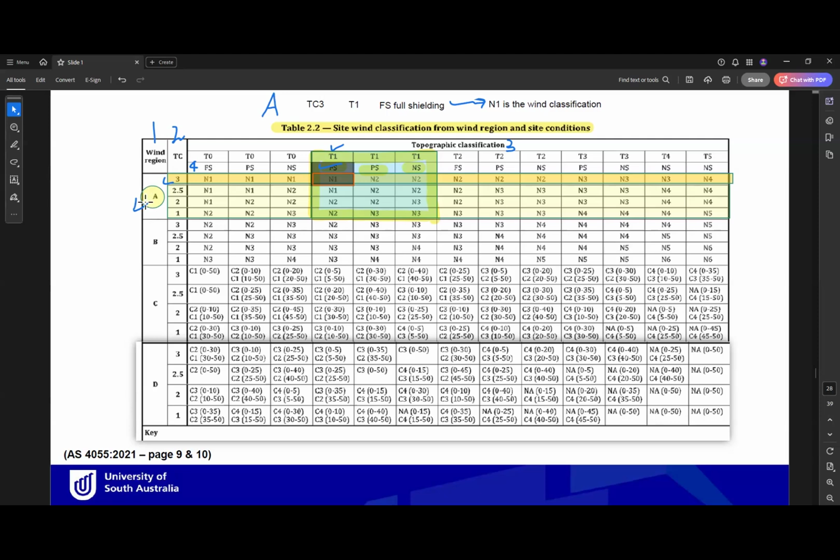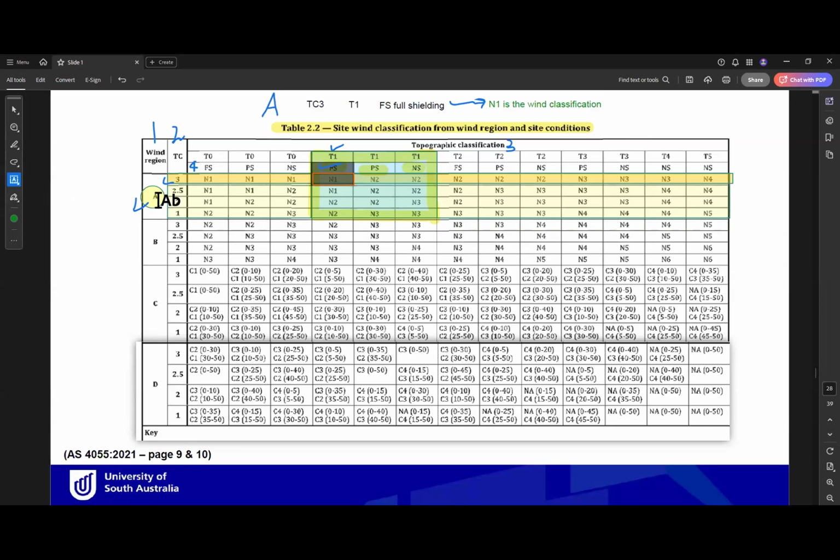So using region A, TC3, so this line here, and in TC3 we need to find what is the topographic class. So the topographic class is T1, so one of these 3. Then the full shielding class, so we have FS or BS or NS, so we will use FS. So the final answer or the wind classification will be N1. So N1 will be our classification for the wind.